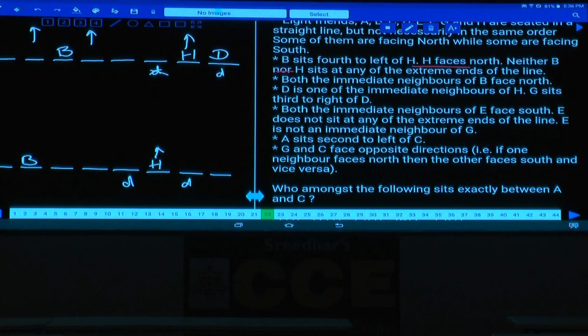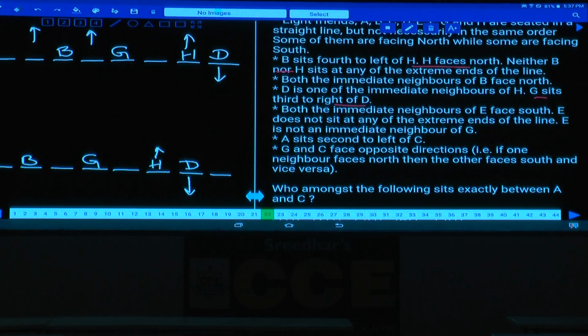And D sits third to the right of whom? D is one of the immediate neighbors, and G sits third to the right of D. As G sits third to the right of D, G will be here, and then this D must face towards which direction? Then D must be facing towards south. In this case also, D cannot be at this place. Hence D must be where? D must be to the immediate right of H. If D is here, 1, 2, 3, G will be here, and D is facing towards south. In both the cases, D is facing south, because G sits third to the right of D.